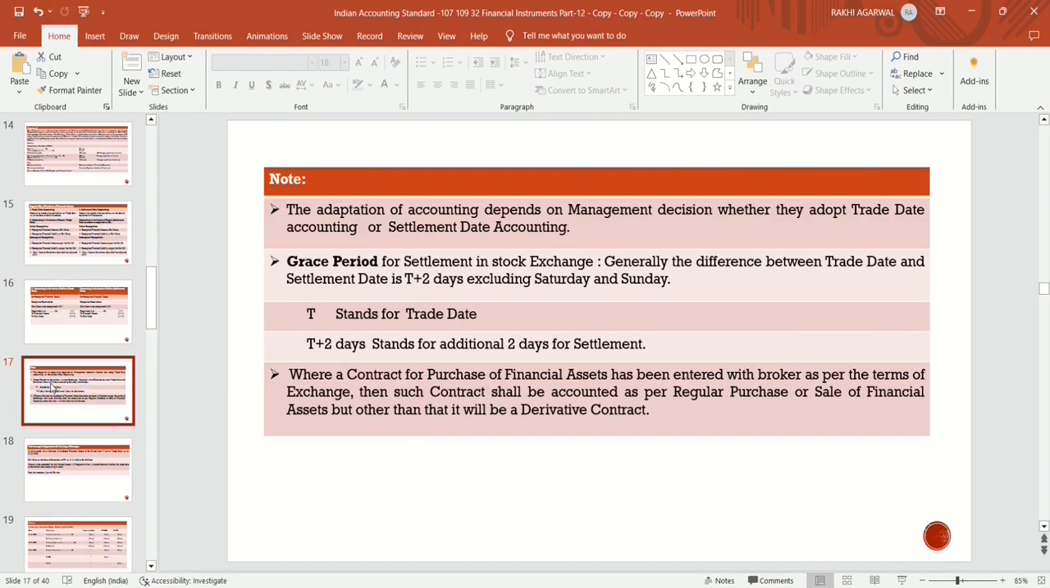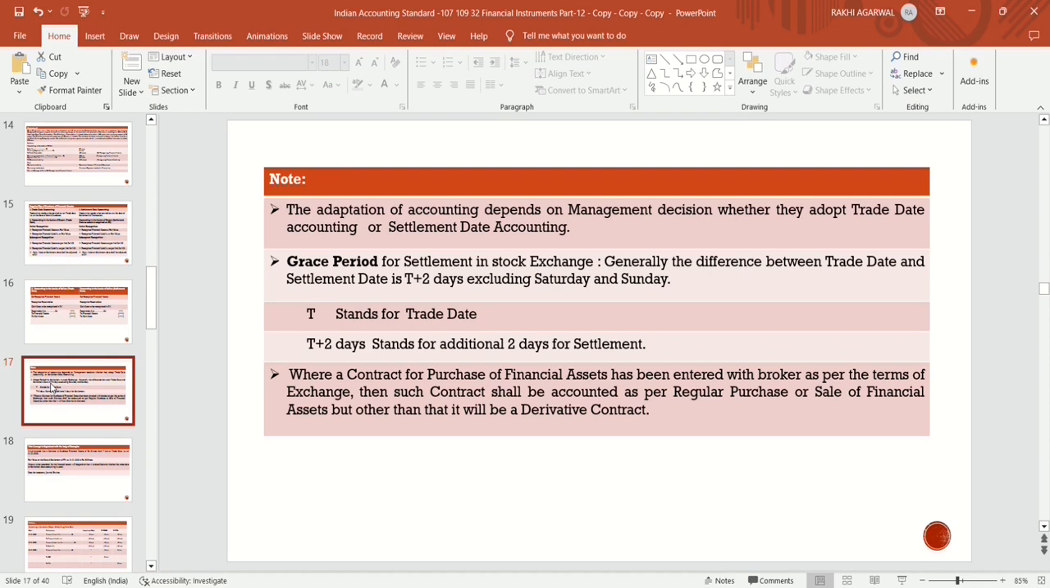Now note, it depends on the management decision whether they will adopt the trade date accounting process or the settlement date accounting process. Grace period for settlement in stock exchange: generally in the Bombay Stock Exchange, a grace period is given. The difference between the trade date and the settlement date is the grace period, that is T plus 2 days excluding Saturday and Sunday. T stands for trade date, and T plus 2 days stands for an additional 2 days for settlement.